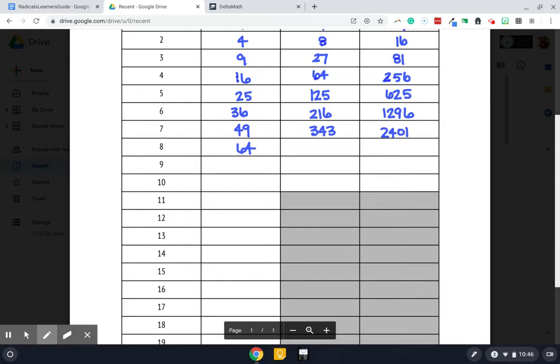And when I say that, I mean that we're going to use it to find the square root, or the cube root, or the fourth root, right? We're going to be able to go backwards by starting with a big number and working down to the smaller number.